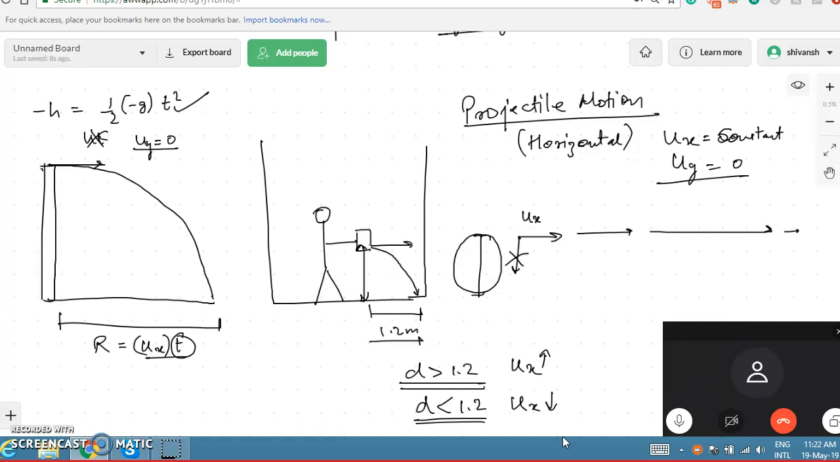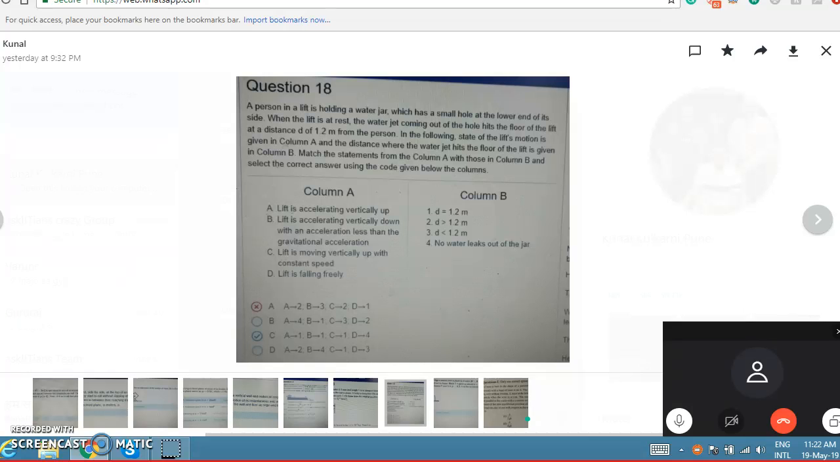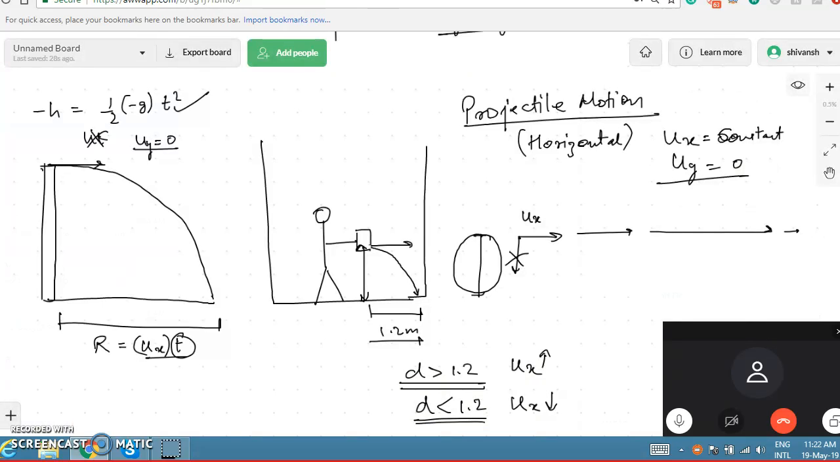Alright, so what is given? What is the further information in this case? So it's falling at a distance of 1.2 meter, and we have to consider what is happening when the lift is accelerating vertically up, or going vertically down, or moving with a constant speed, or falling freely.